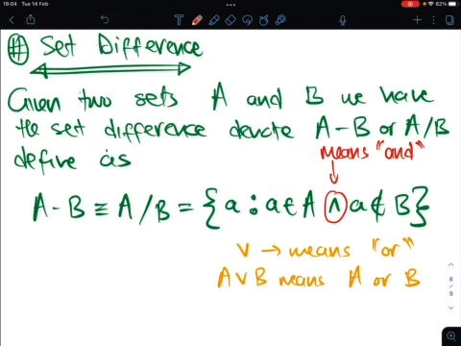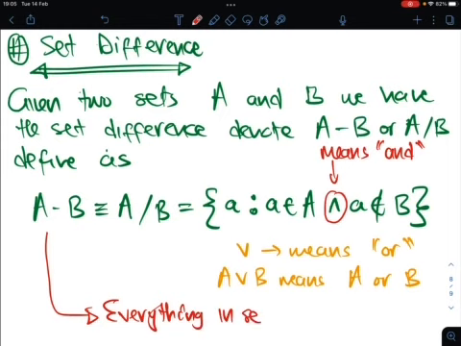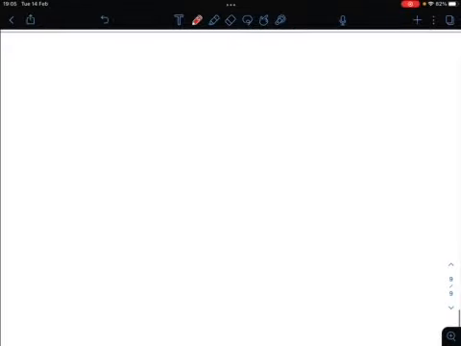So in simple terms, a set difference means everything in set A not contained in B. That's what a set difference really is. You see that? It means everything that is found within set A, but which is not in B. So to understand exactly how this works, let's look at the following example 3.